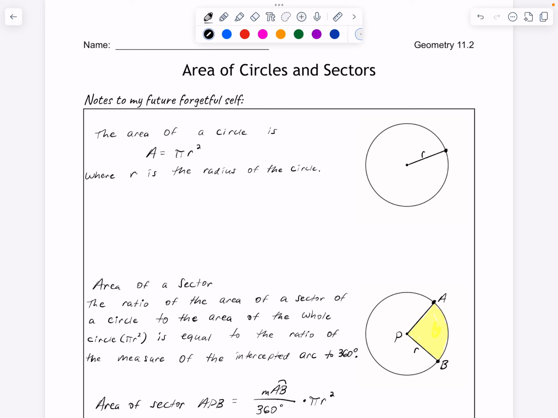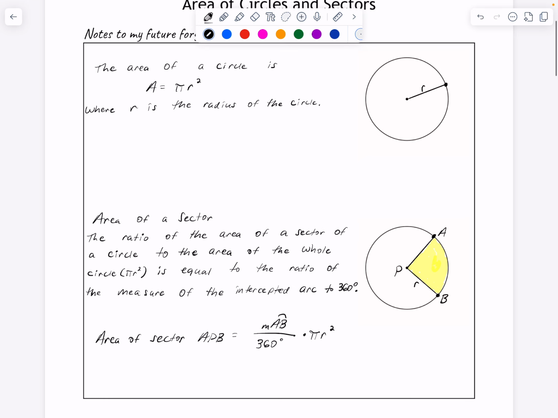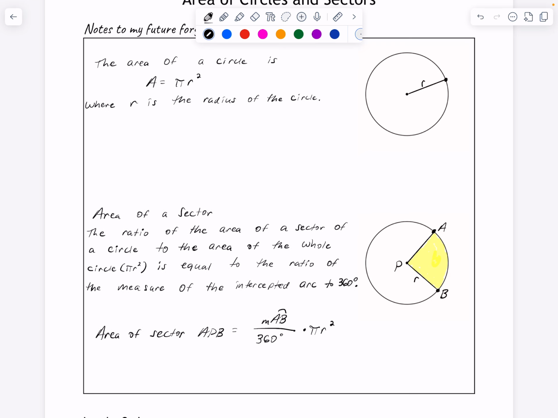In this lesson, I'm going to go over finding the area of a sector. Now, quick reminder here at the very top of the notes: the area of a circle is pi times the radius squared. For the area of a sector, the ratio of the area of a sector of a circle to the area of the whole circle is equal to the ratio of the measure of the intercepted arc to 360 degrees.